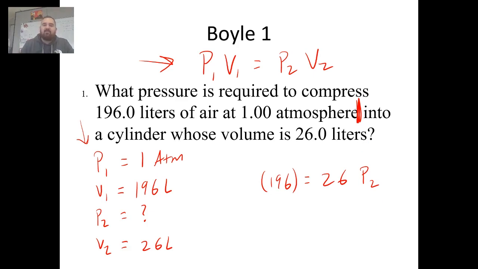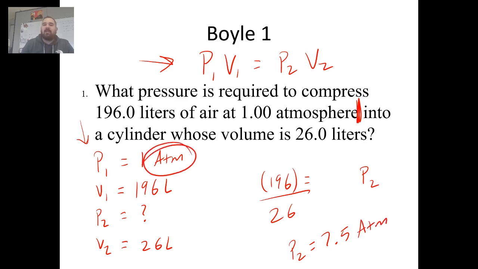So to get P2 by itself, what do we have to do? Divide by 26. We have to divide. And the reason we're dividing and not subtracting is because these are being multiplied. And to get rid of something being multiplied, you just divide it. So divide by 26. Now this goes away. So P2 is equal to 196 divided by 26. Could someone plug that into a calculator? 7.5. So P2 is equal to 7.5. And what's our unit? It's going to be ATM. So same unit you plug in, that's the unit you pull out.